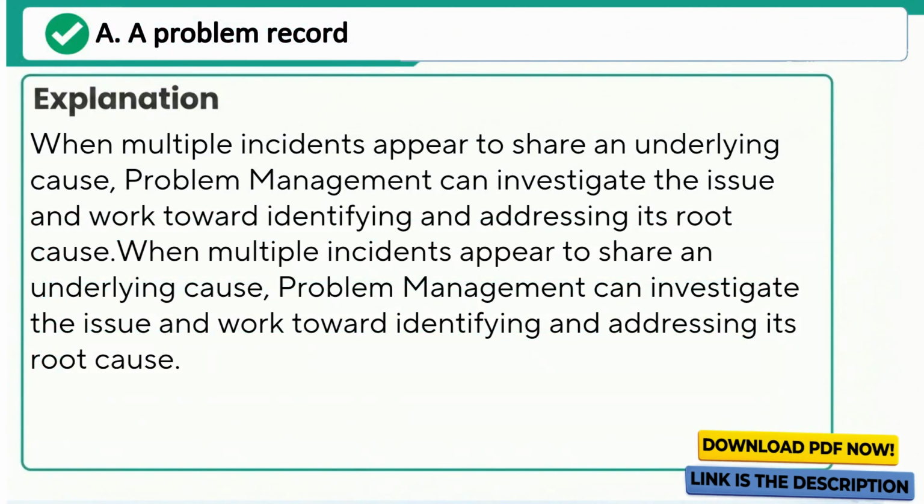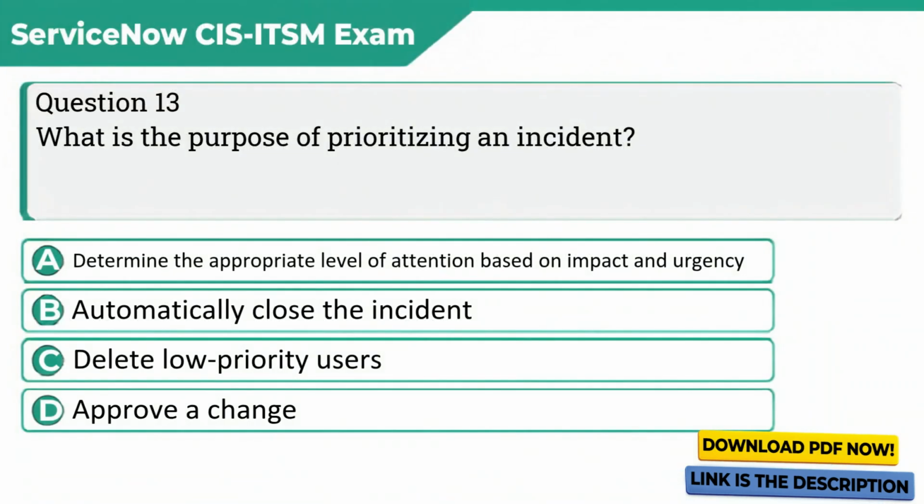Explanation. When multiple incidents appear to share an underlying cause, problem management can investigate the issue and work toward identifying and addressing its root cause. Question 13. What is the purpose of prioritizing an incident? A. Determine the appropriate level of attention based on impact and urgency.